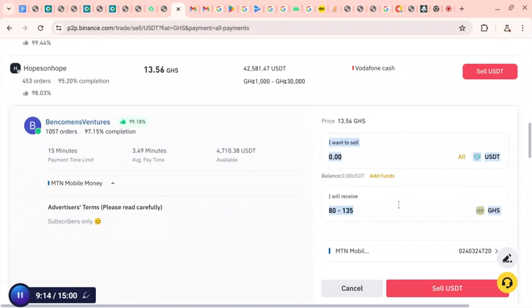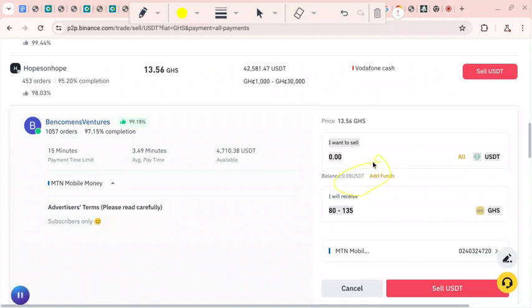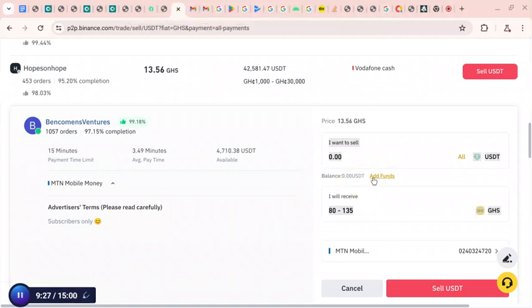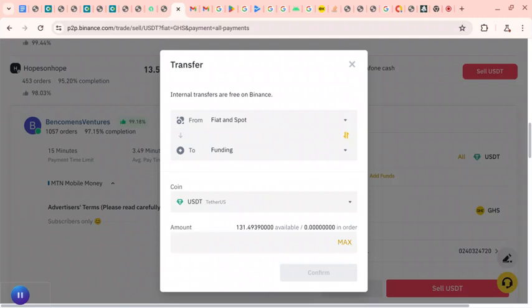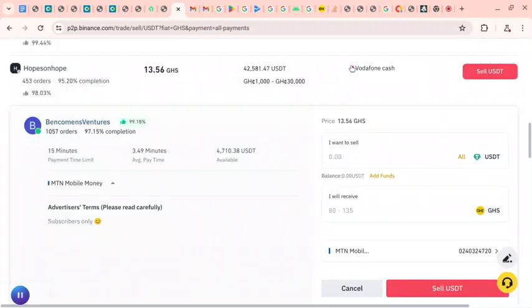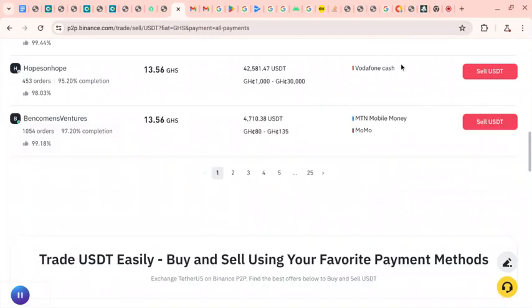0.000. It means that the money in my wallet is not in my funding wallet. It's in what, in my trust sports wallet. So this is how you do it. You just click on add funds and go to transfer, and you transfer the money from your sports wallet to your funding wallet. So this is the amount I have in my sports wallet. So I can say that I want to transfer 131, then confirm it, and it will be in my funding wallet. But I don't want to trade right now. Just showing you. So after doing that, then you click on sell USDT to initiate the trade with the person.